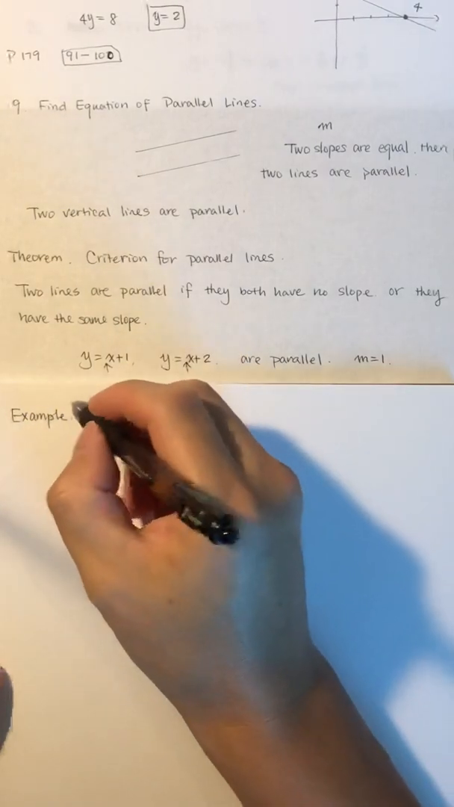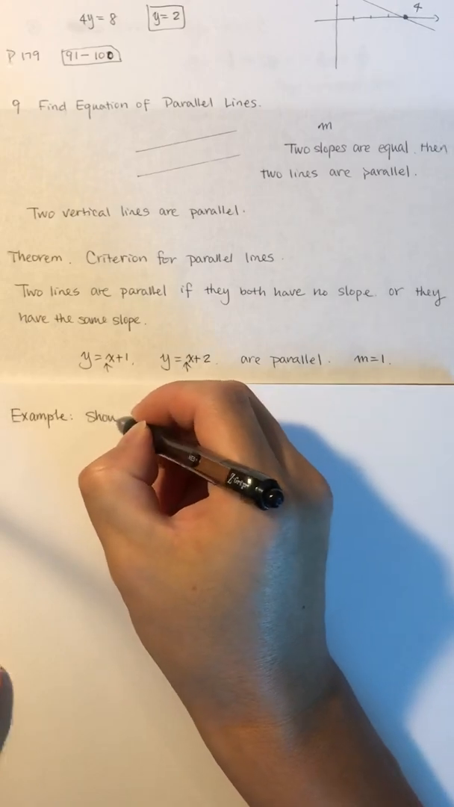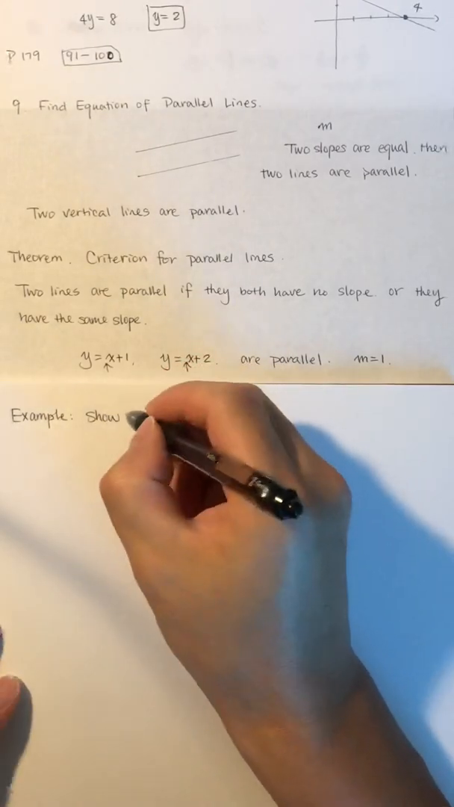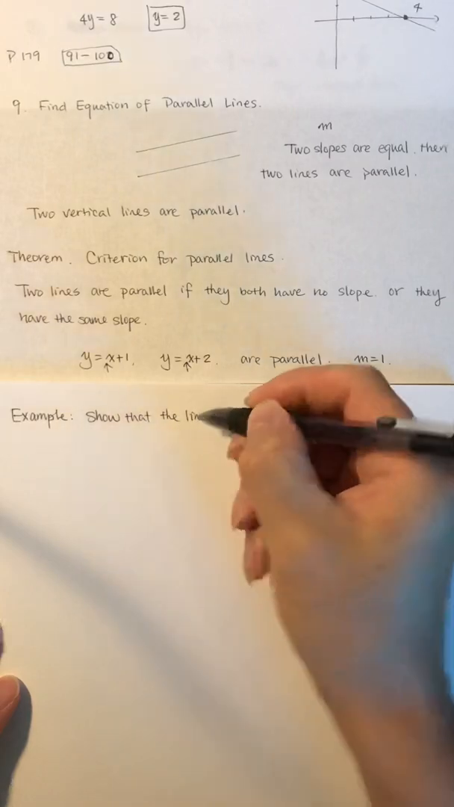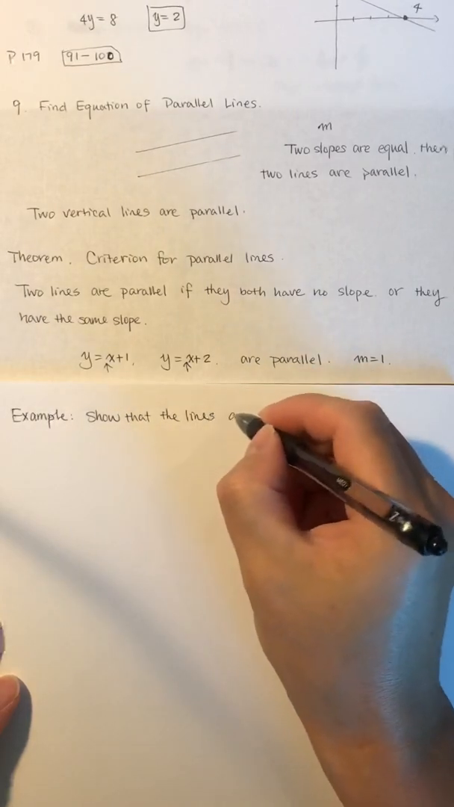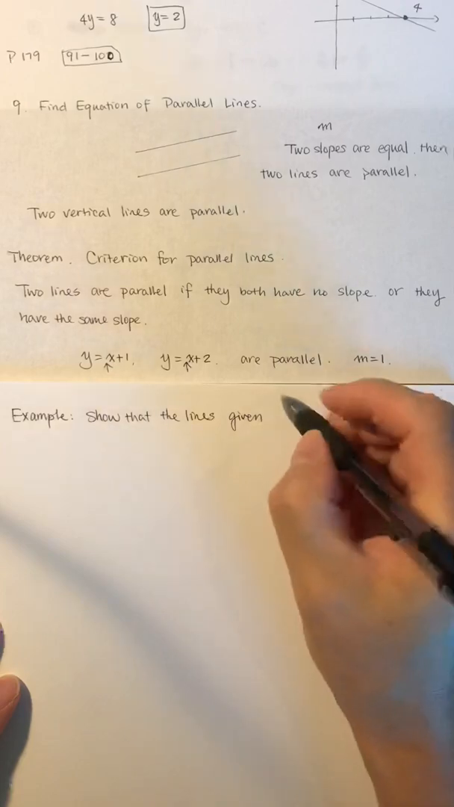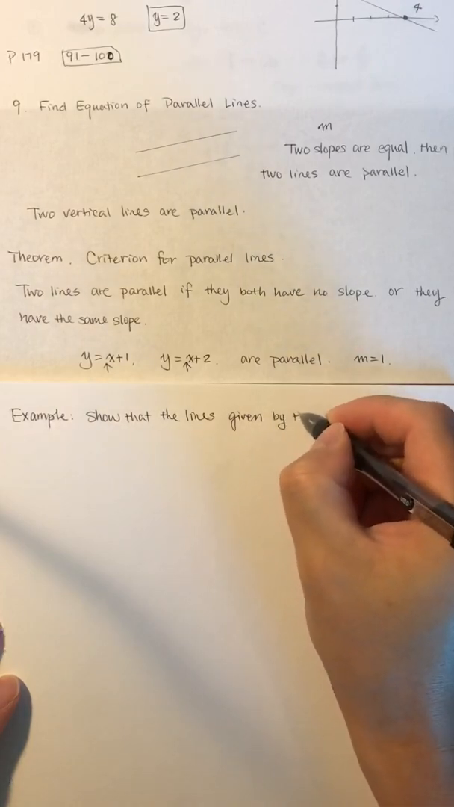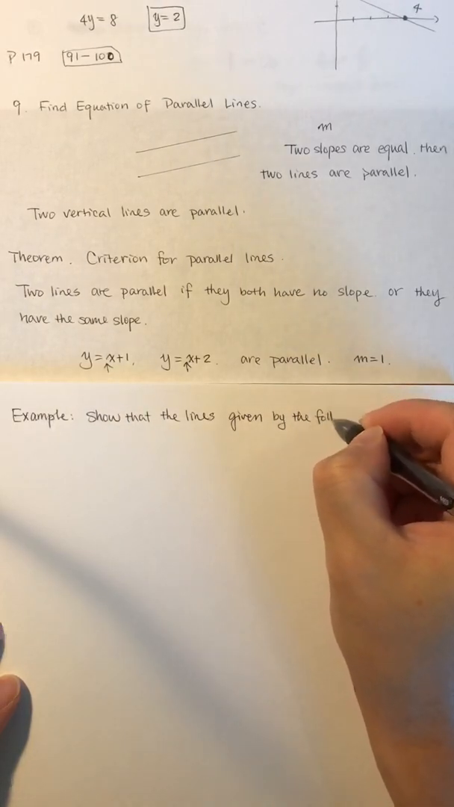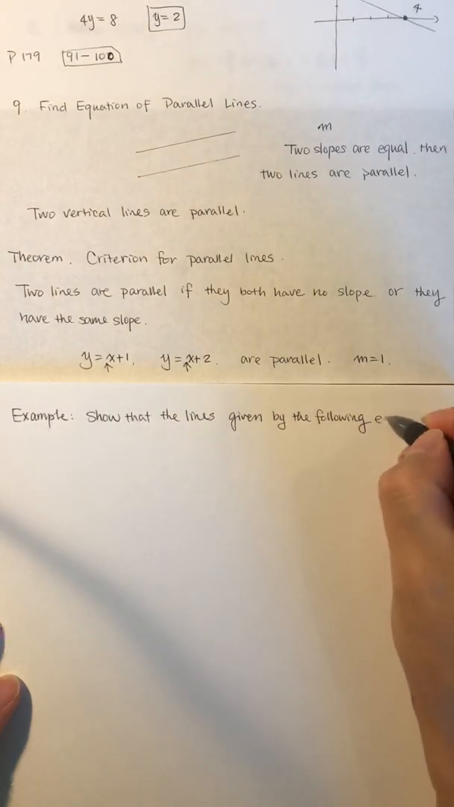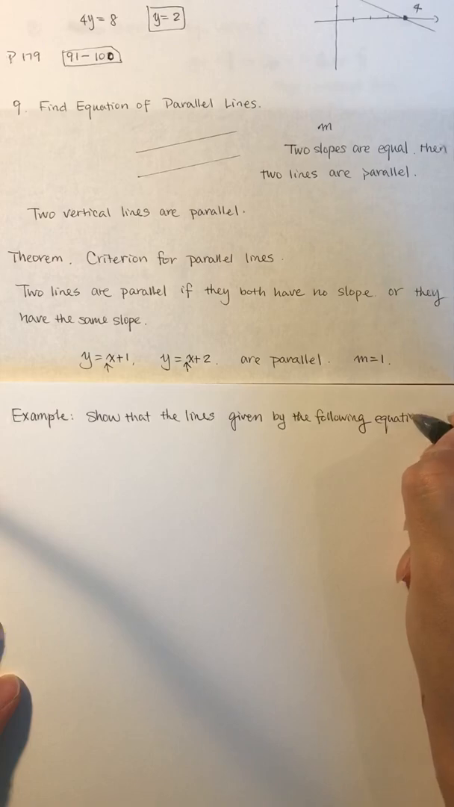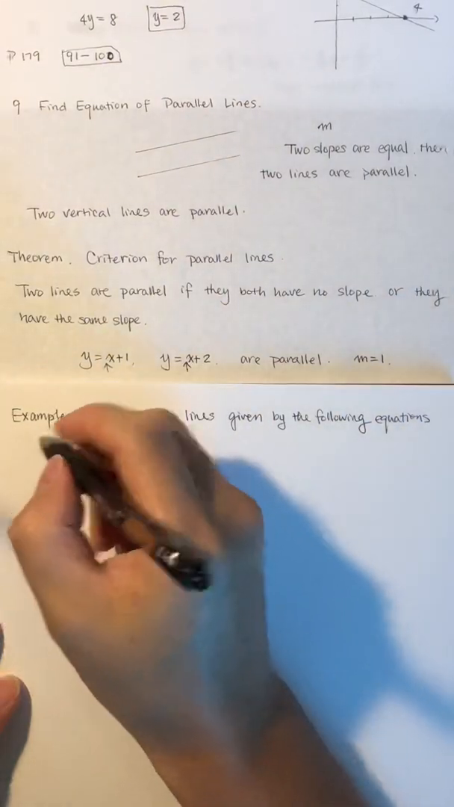Now let's see. You see, here we are going to do some proof. Show that the lines given by the following equations are parallel.